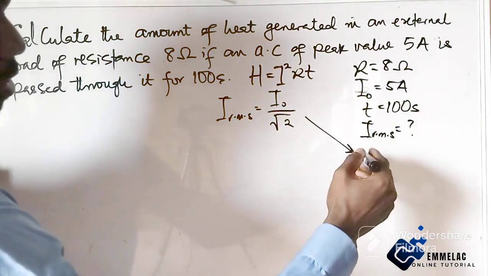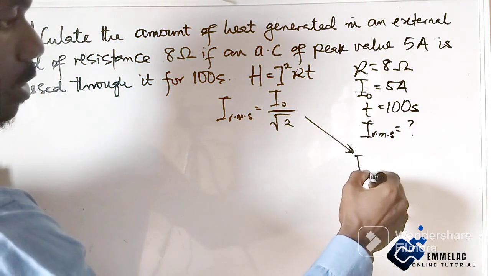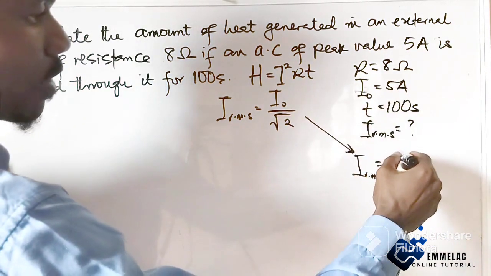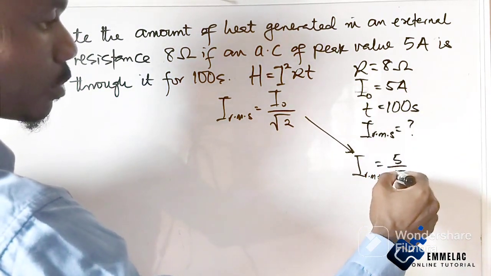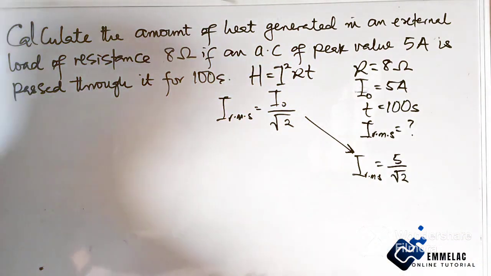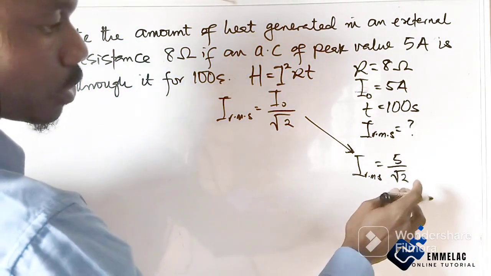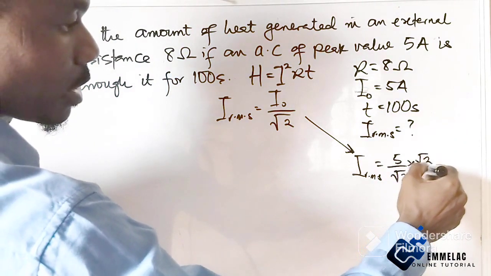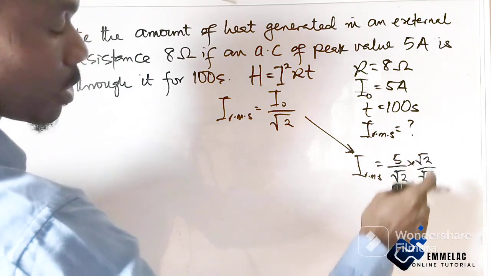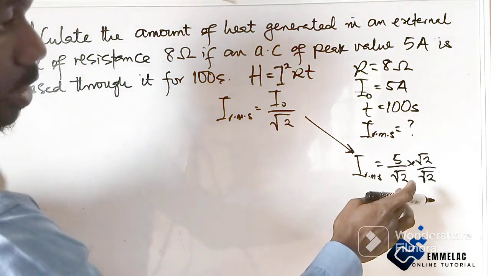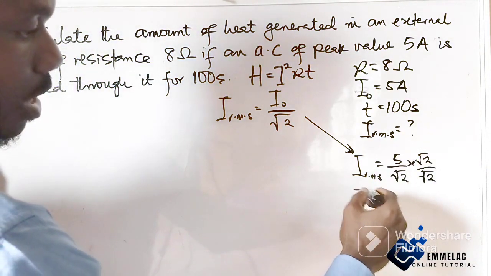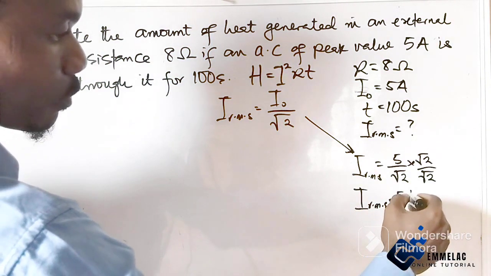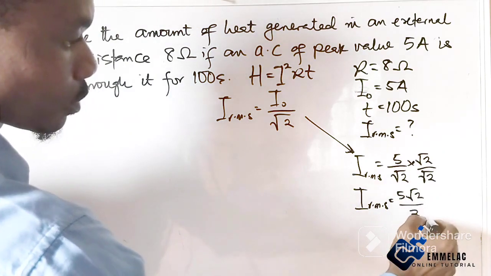Let's move over to this side. So our current here, now from our peak current, is 5 over root 2. According to SOD, what we have to do is to rationalize. So rationalizing, we multiply the numerator and the denominator by root 2 just to eliminate the surd in the denominator. So this will give us 5 root 2 over 2.